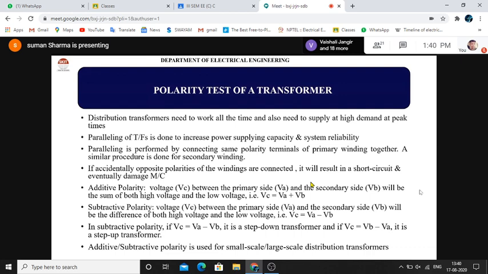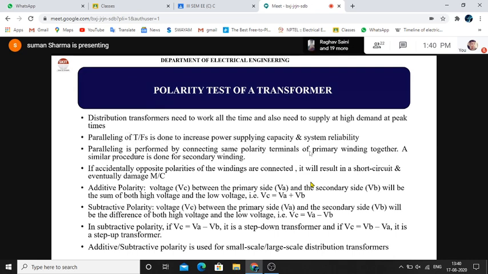Distribution transformers are working all the time for 24 hours and they have to supply high demand at peak times also. So we need the paralleling operation of two transformers, which is done to increase the power supplying capacity and system reliability. Because if any one transformer is out for maintenance purpose, then the other transformer will continue the supply.